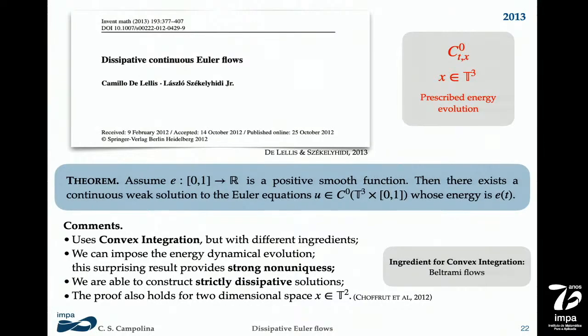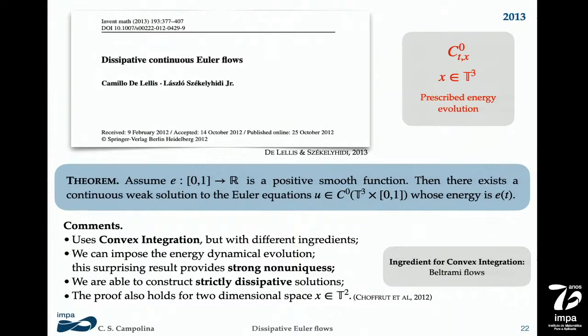It's a three-dimensional torus. And now we have another very counterintuitive result, very interesting, which is the following. Now, we are not just constructing by hand a solution which has compact support in space-time. Now, we prescribe the energy. We say, I want a flow with this energy profile, and they construct for you a continuous flow with this energy. So this is the theorem.